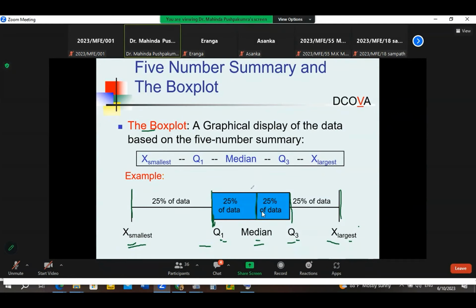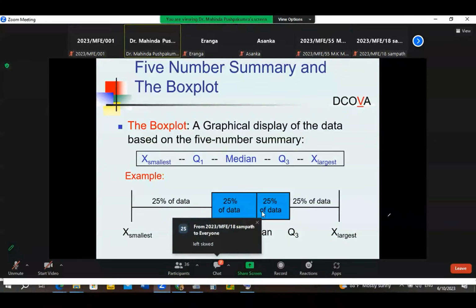Now I'm going to ask you a question. This is a box plot related to one data set. My question is, what would be the shape of this data set? Whether it is right skewed, left skewed, or symmetrically distributed. Any answer? By looking at this box plot, you should be able to identify the shape of the distribution.